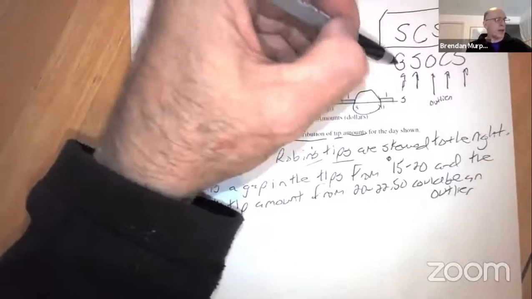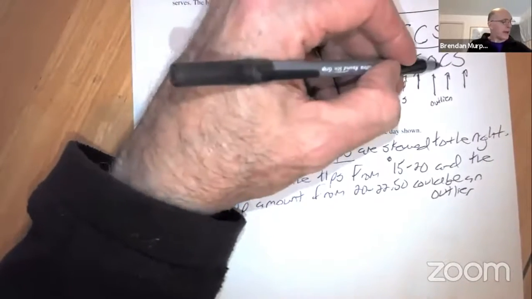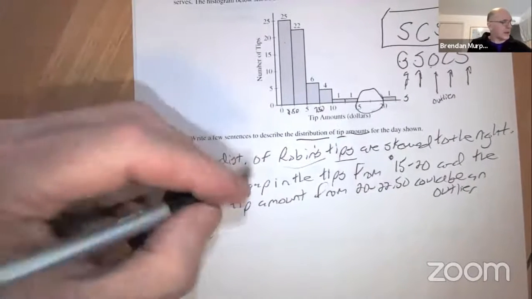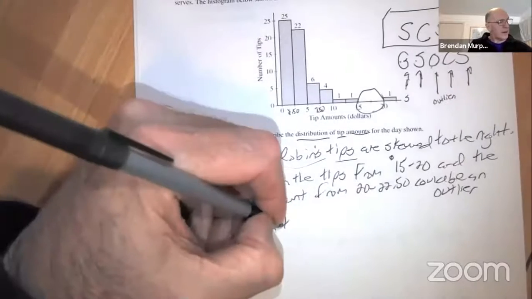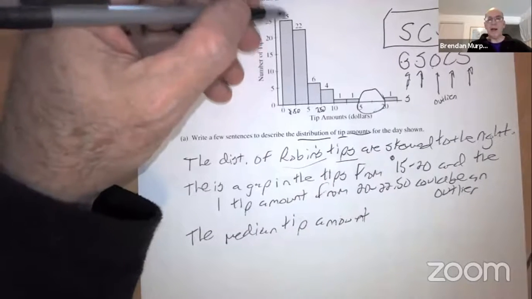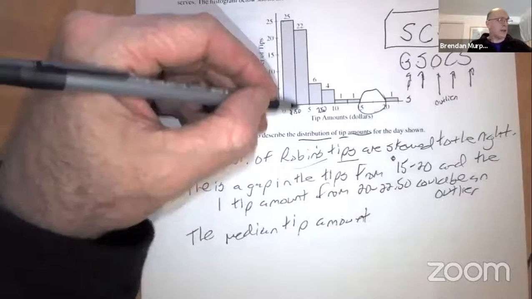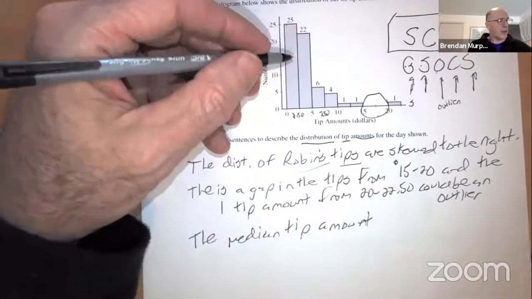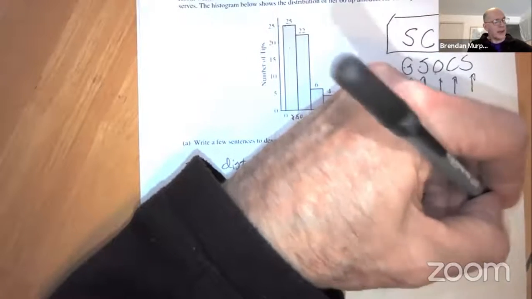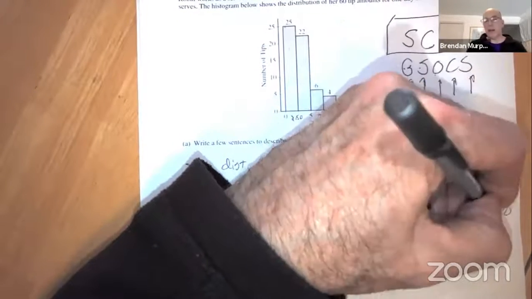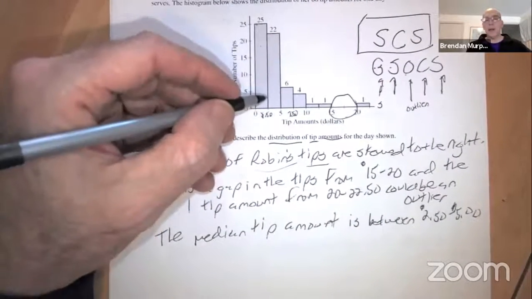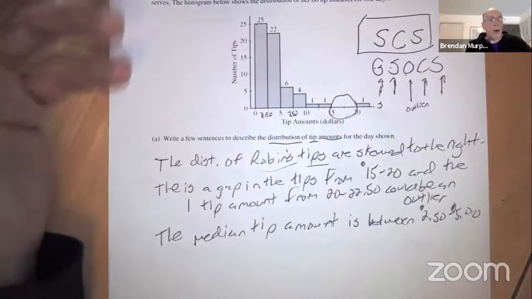So I've talked about gaps. I've talked about shape. I've talked about my outliers. Center: I'm going to go median here. Again, I don't really know if I can even calculate the mean. So I'm going to say the median tip amount is somewhere around 30, right? So 25, it's in this second bin here. So the median tip amount is between $2.50 and $5, something like that. That's all I need to know. It's in the second bar, the second interval. And again, I don't know exactly where it is, and we didn't want students to do that.